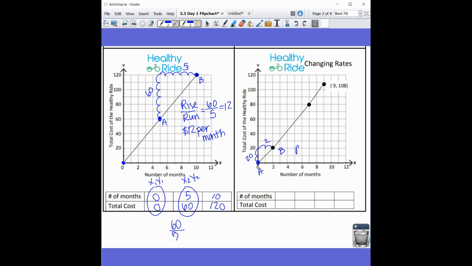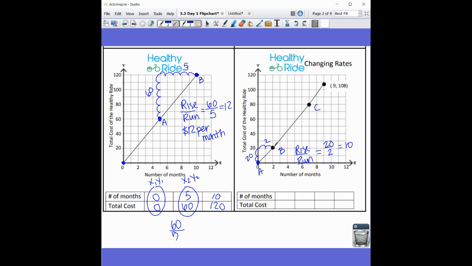If you find your rise over your run, you get 20 over 2. What's your first slope? 10, 10. And this is just something where your rates are changing. So from 0 to 2 months, it's $10 per month. Then I have point B to C.